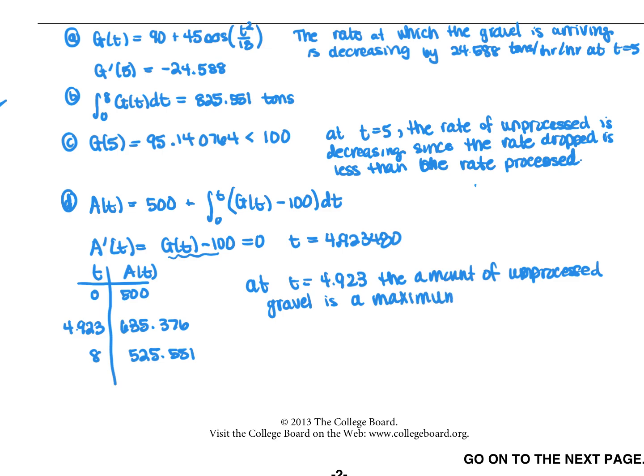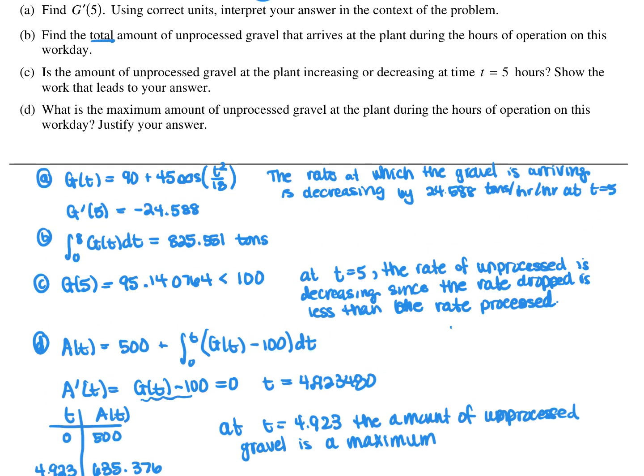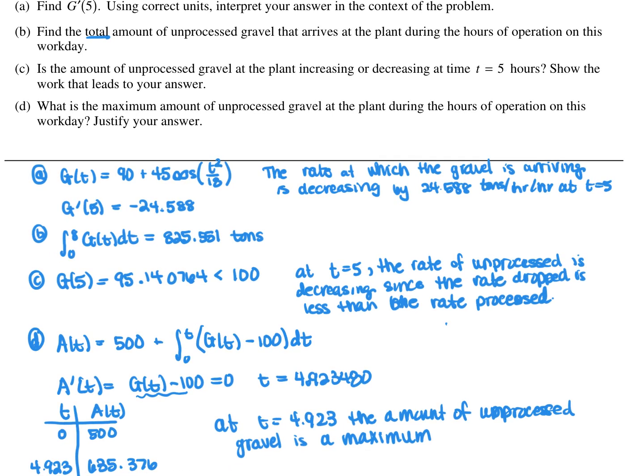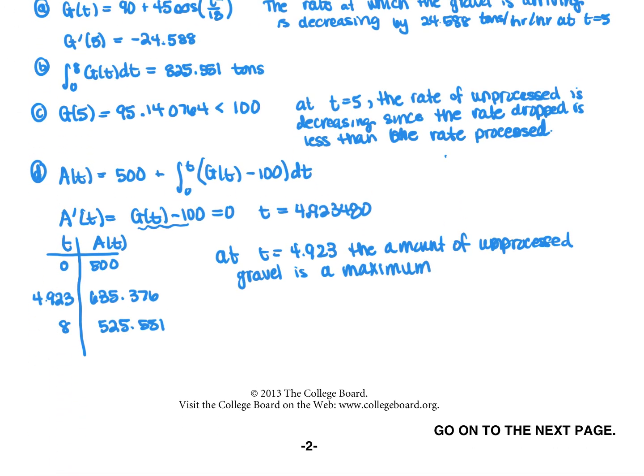I'm going to go back and make sure they didn't ask me for how much it was. It just says, what is the maximum amount? With the max being 635.376 tons. So at the end, always make sure you go back and see, did you actually answer the question?